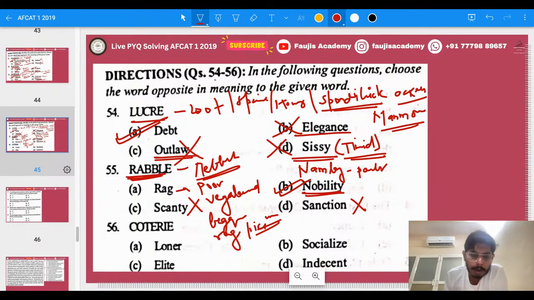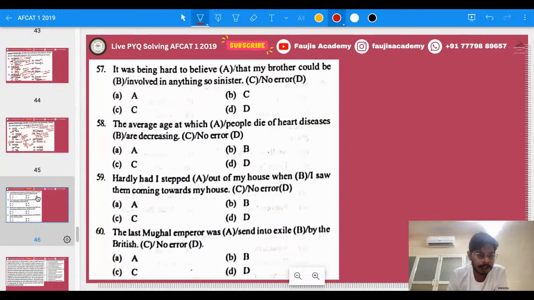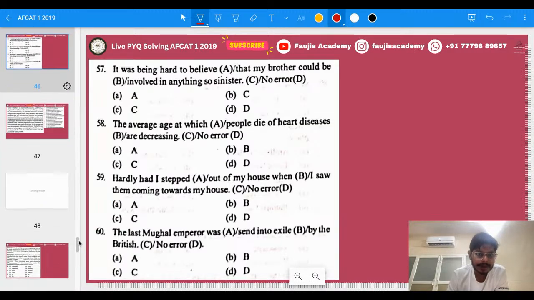Coterie. What is coterie? Coterie means a small group of people sharing the same interest. Socialize is not the opposite. Indecent also not the opposite. Elite is also not the opposite. The closest opposite is a loner.